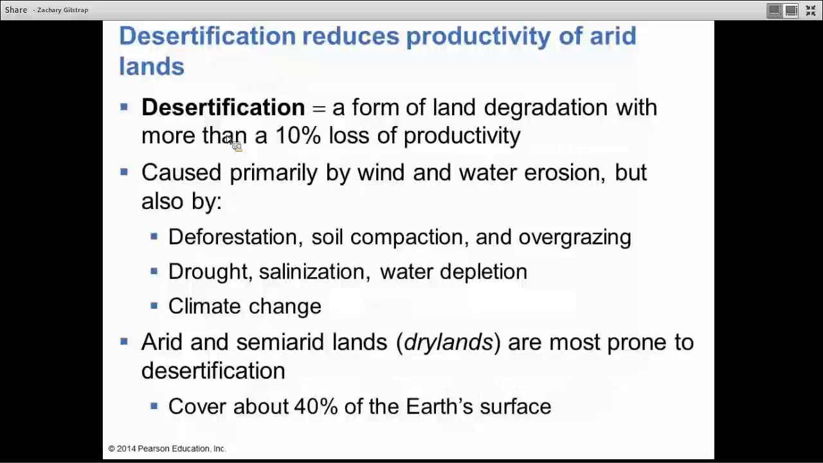Desertification reduces productivity of arid lands. Desertification is a loss of more than 10% productivity due to soil erosion, soil compaction, forest removal, overgrazing, drought, salinization, climate change, water depletion, and other factors. Desertification is expected to grow worse as climate change alters rainfall patterns, making some areas drier.